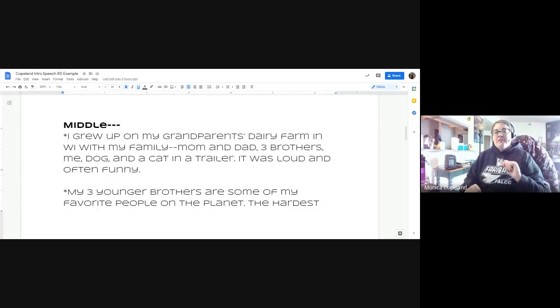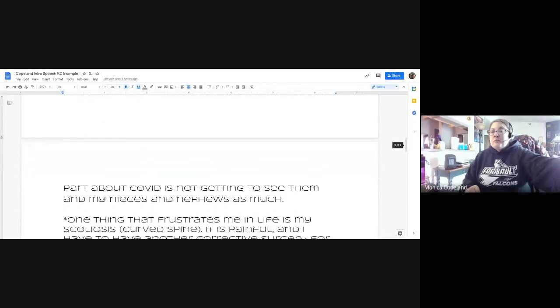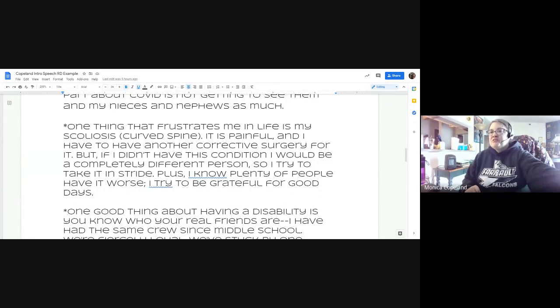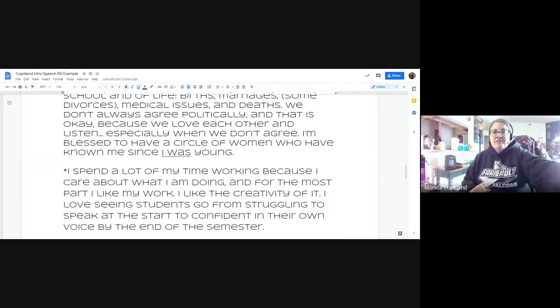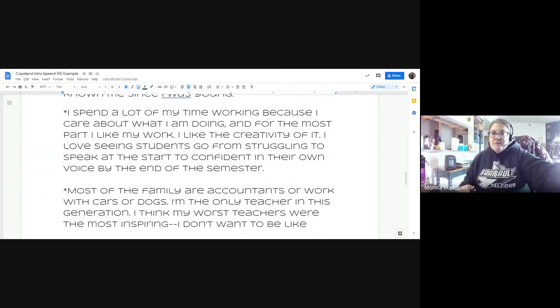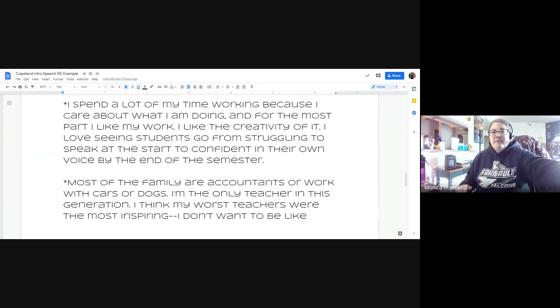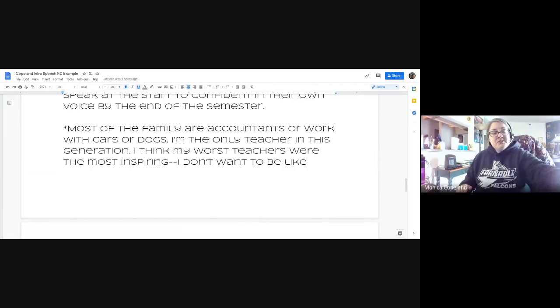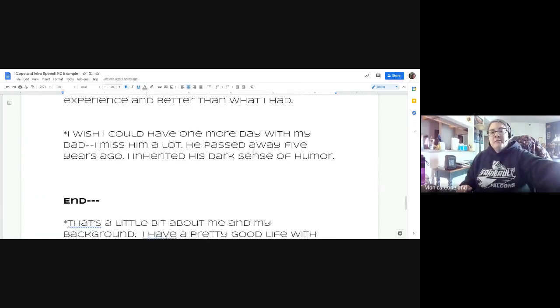Then in the middle, I have just main details about my life. So where I grew up, that my brothers are my favorite people, things that frustrate me, what's the good thing about having a disability, because that's a big part of my life. What you spend a lot of your time doing or thinking about works really well for the middle. So, for example, I spend a lot of my time working because I care what I'm doing. And for the most part, I like my work. You can talk about your family. It doesn't just have to be about you. You can also talk about your friends in the middle. It's a good way to do it. All right.